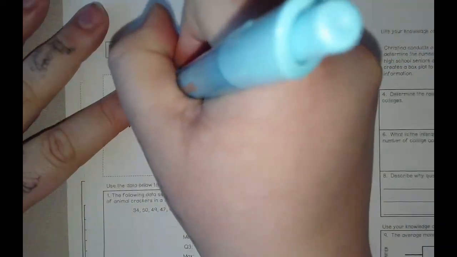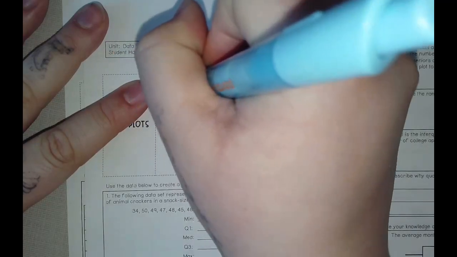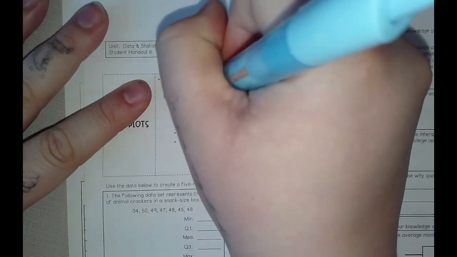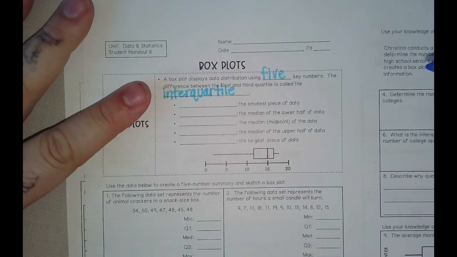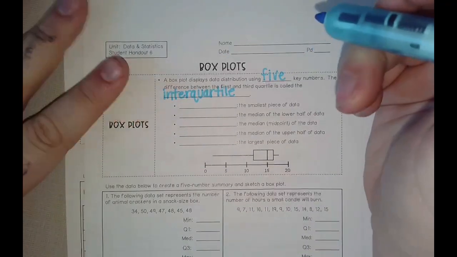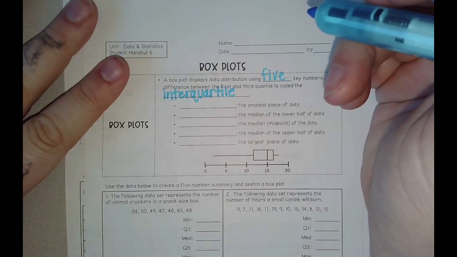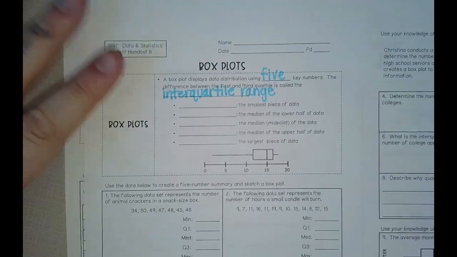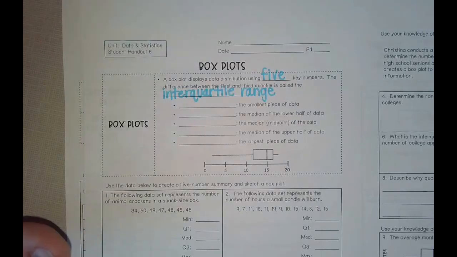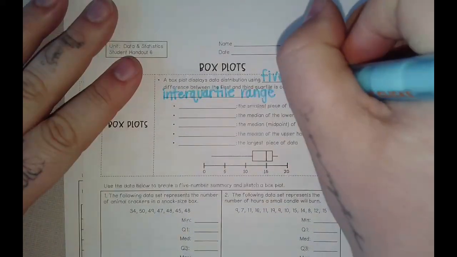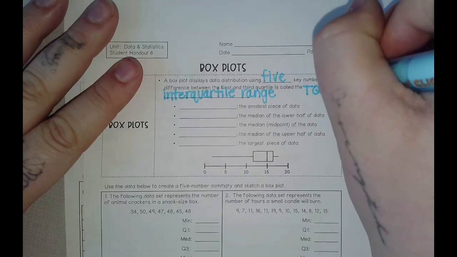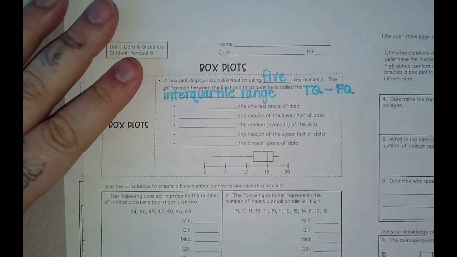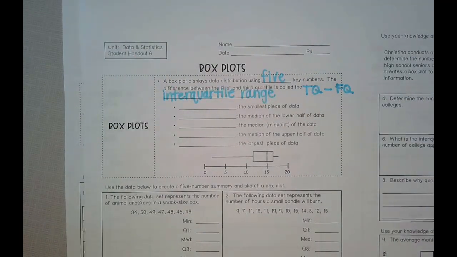So we talked about this the other day when we were talking about, not dot plots, but one of our other graphings the other day. Yeah. So interquartile range, that's when we take our third quartile minus our first quartile, and that gives us the IQR, or interquartile range.